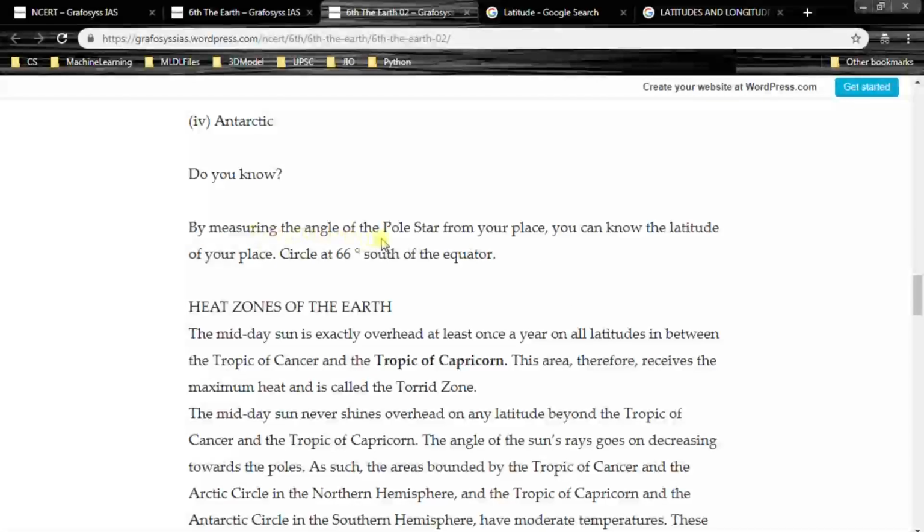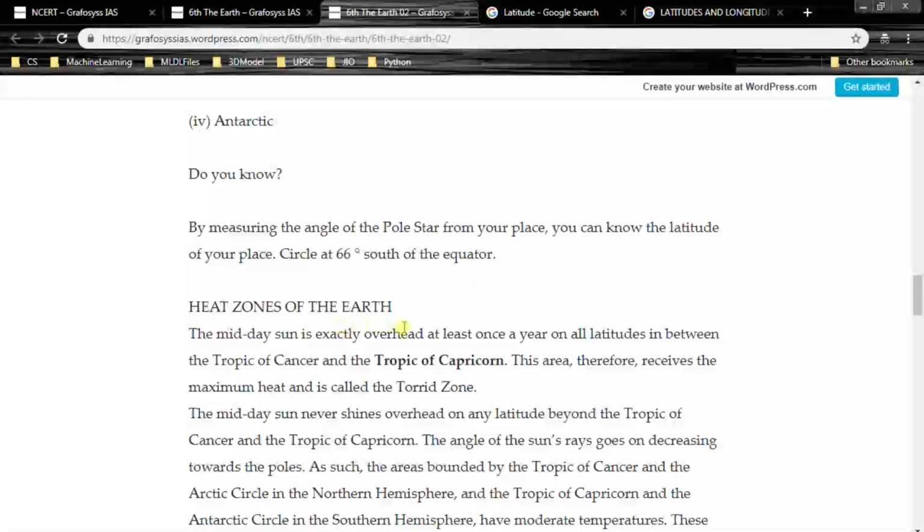By measuring the angle of the pole star from your place, you can know the latitude of your place. Antarctic Circle at 66 degrees south of the equator. So even with the help of the pole star, we can find out the latitude of our place.